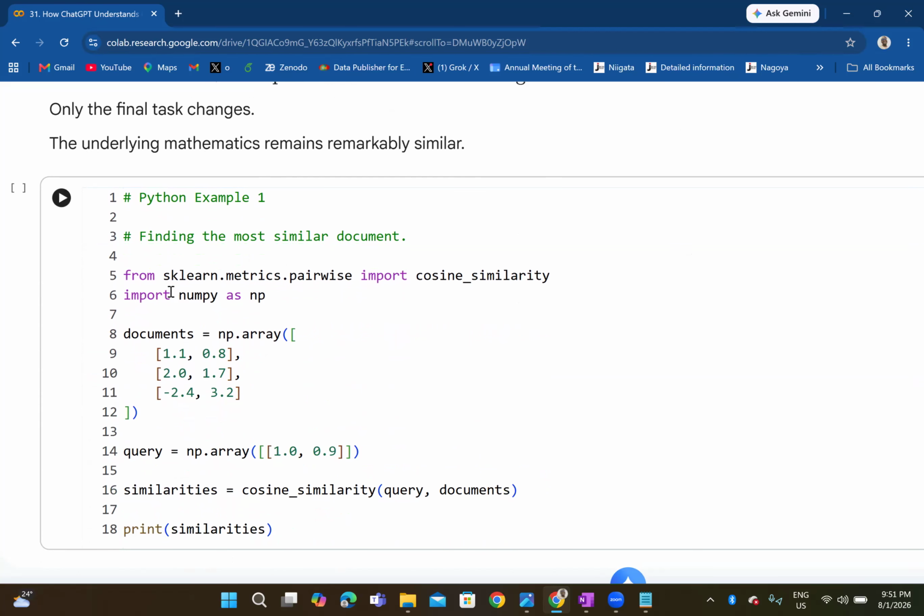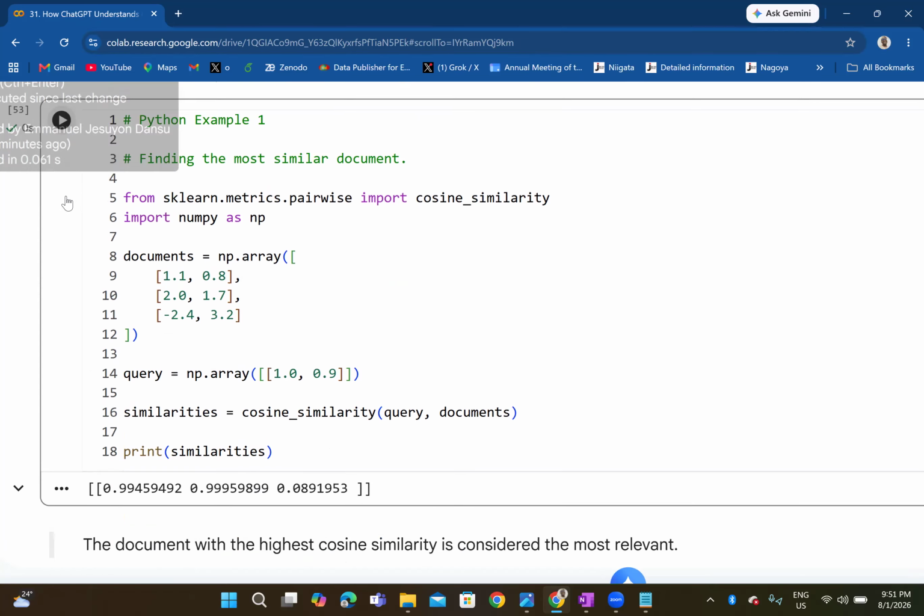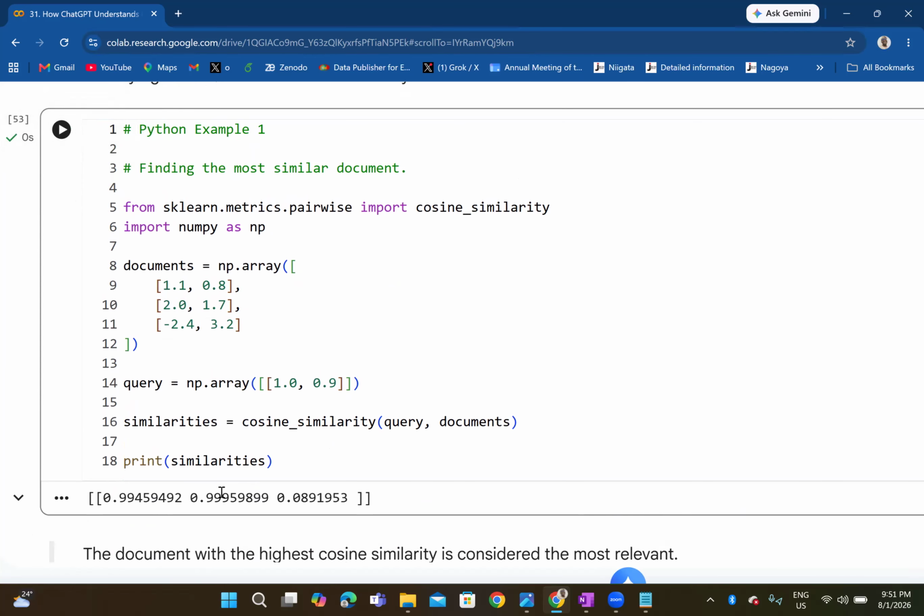So here now, if you have a document containing these vectors, and then you have a query here. The query is multiplied by that, and then you can get the similarities between them. So you have 0.9994, 0.9945 and all that, 0.9995, 0.089. Of course, this one is the biggest. The document with the highest cosine similarity is considered the most relevant. So that means the second document here is most relevant to the query here.